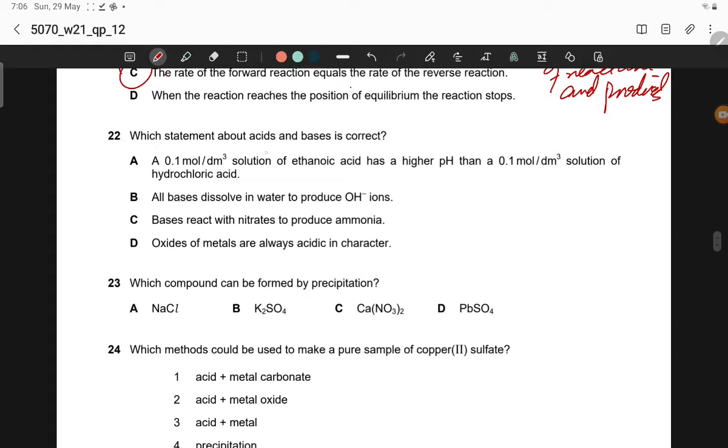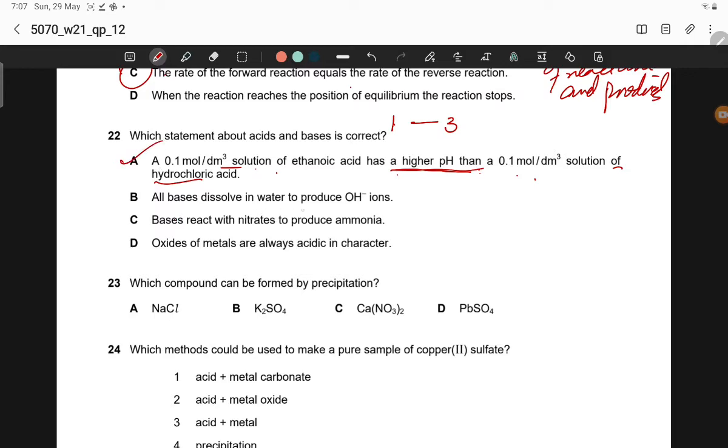Which statement about acids and bases is correct? A 0.1 mole per dm cube solution of ethanoic acid has a higher pH than a 0.1 mole per dm cube solution of hydrochloric acid. Yes. Ethanoic acid has pH 3 while hydrochloric acid is 1. So ethanoic acid has higher pH than the 0.1 mole per dm cube hydrochloric acid solution.